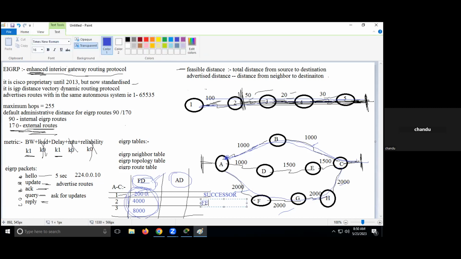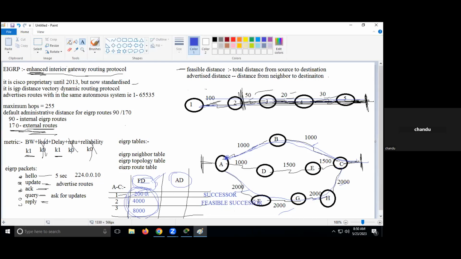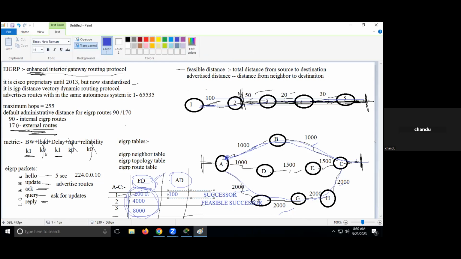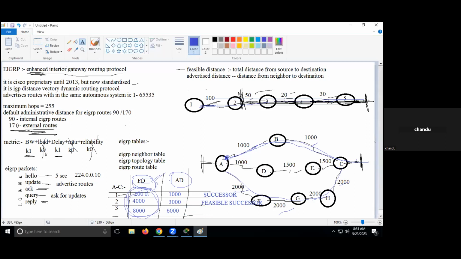And the next one is called the feasible successor. The AD value is the distance from the neighbor. The first one will be 1000, and the second one, where G is the neighbor, is 1500, 1500, so it will be 3000 as well. And for F, G, H, C it is 6000. The FD value will always be greater than the AD value. This is how EIGRP is going to operate.